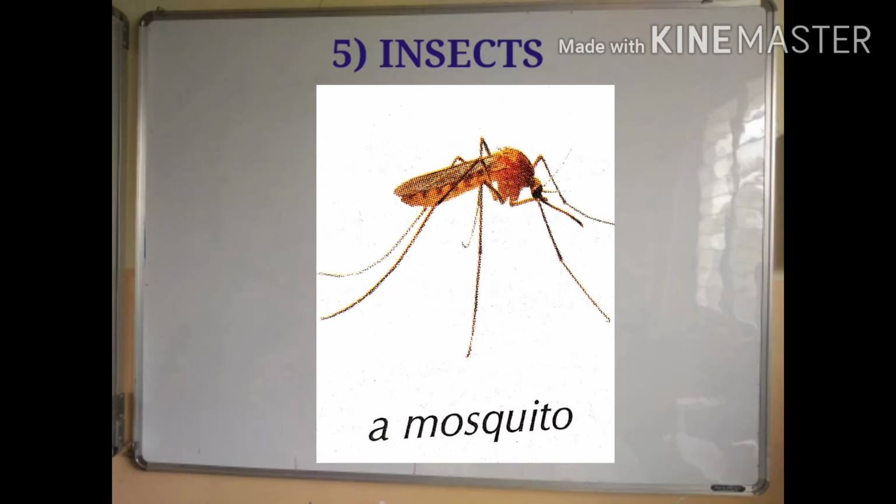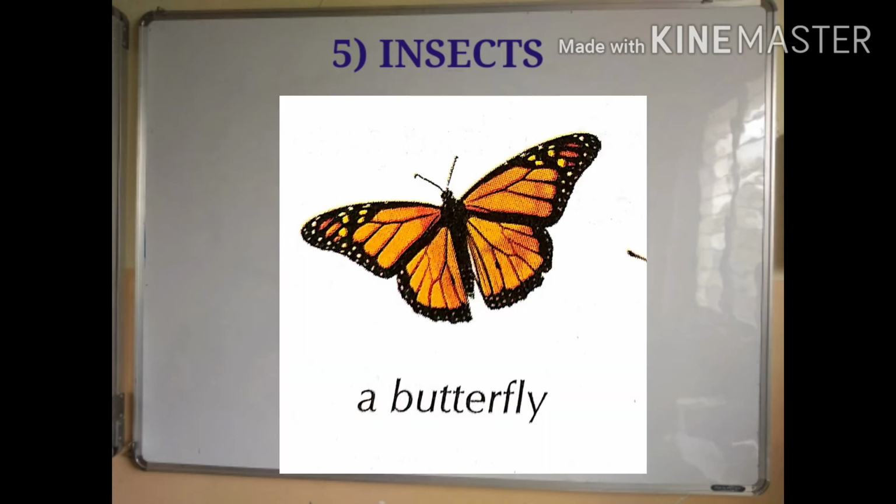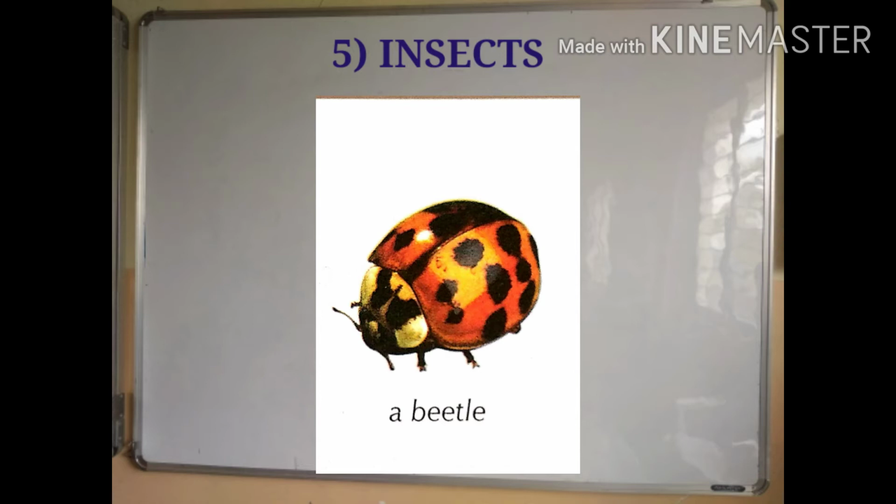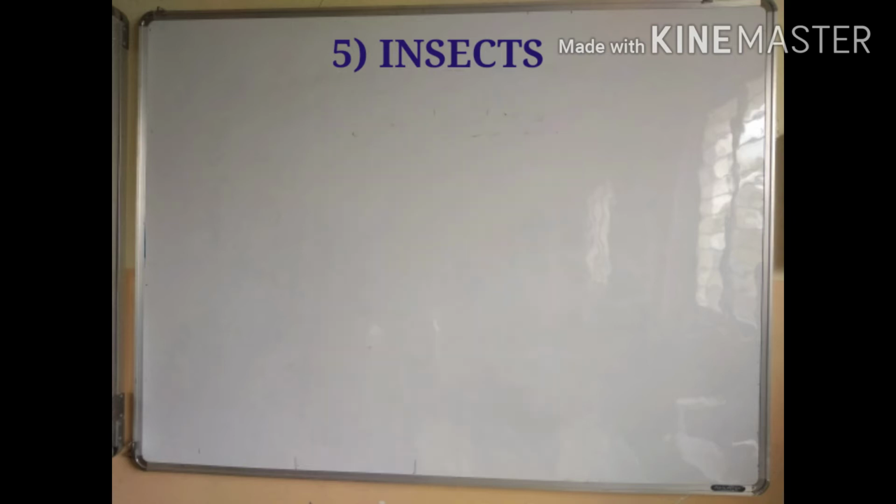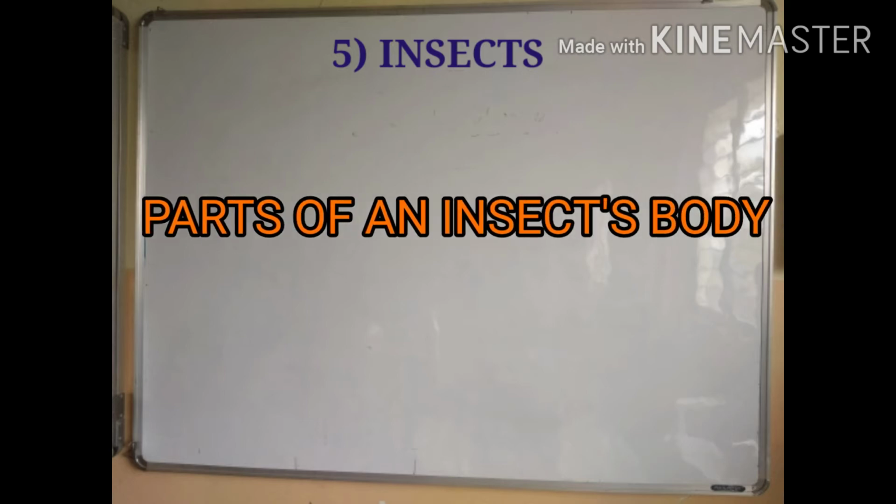Now next one is the butterfly, which has very beautiful colors, very beautiful and delicate. It is the beetle. Okay, so these are insects. They are found almost all over the world. Now next point, parts of an insect's body. We have to take the information about the parts of an insect's body.